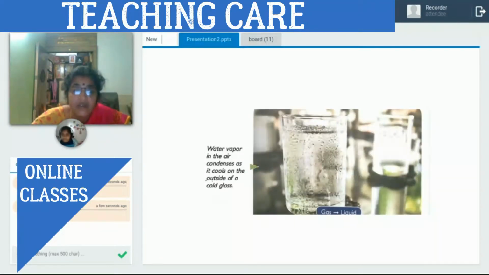Let me tell another example. Have you ever noticed this water vapor in the air condenses as it cools on the outside of a cold glass? Have you ever noticed? How do we get the bubbles on the outside of this glass tumbler? How did we get them? Because water vapor has changed into this liquid.